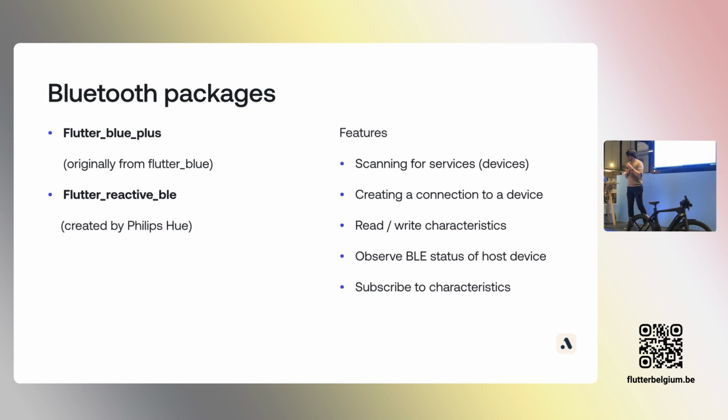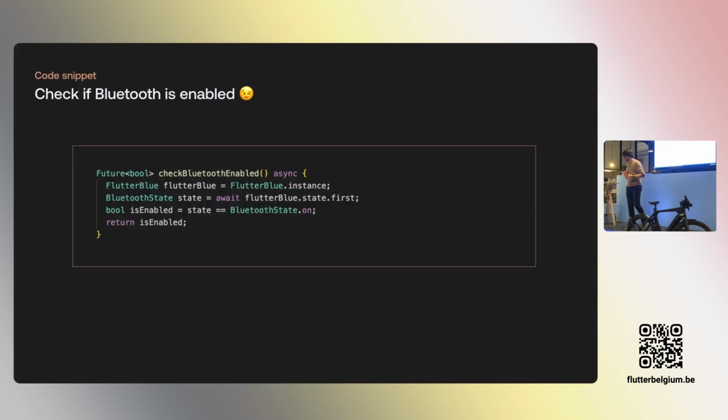Those libraries can scan for a device, they can create a connection to the device, they can read and write characteristics, they can observe the status of the host, whether it's connected or not, and you can also subscribe to characteristics. So just like with MQTT, where MQTT uses topics, Bluetooth uses services and characteristics. So each communication technology has their own terms in how to read the data.